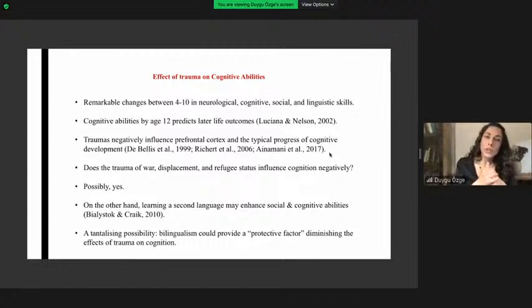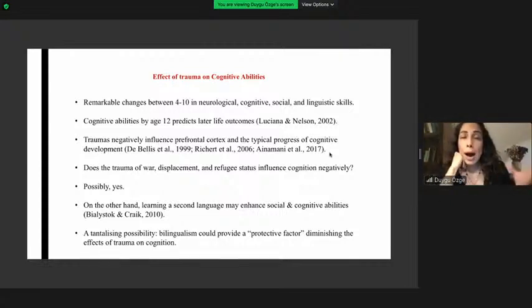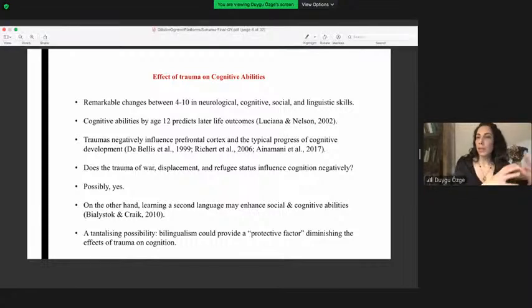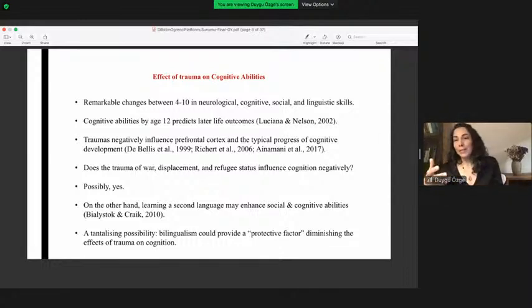And we know that trauma negatively influences your cognitive abilities, especially your prefrontal cortex, which hosts your executive function and cognitive control abilities. Okay. So the question that we ask here is how the trauma of war, displacement, and refugee status would influence cognition negatively in these populations, in children who are refugees. This is an interesting question because on one hand, these children experience trauma. On the other hand, they are bilinguals. So what does it mean?